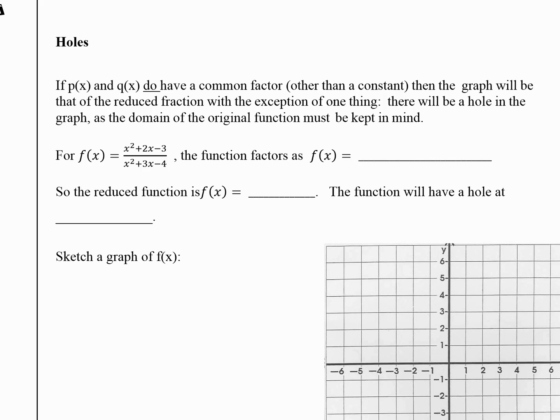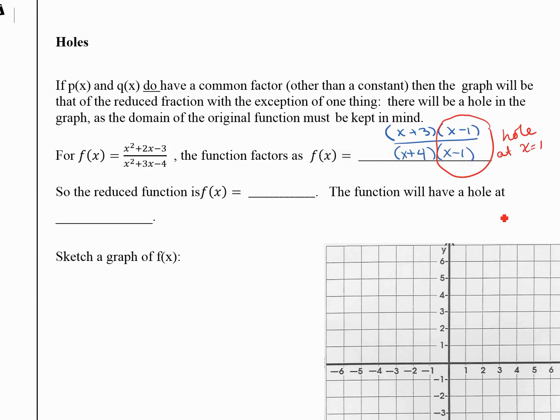So to find where the holes exist, first thing we're going to do is factor our function. So here we're looking at the graph of x squared plus 2x minus 3 over x squared plus 3x minus 4. So if we want to factor the numerator, that factors as x plus 3 and x minus 1 over, now if we want to factor x squared plus 3x minus 4, that factors as x plus 4 and x minus 1. And we see we have this common factor of x minus 1. So what that tells us is we're going to have a hole at x equals 1.